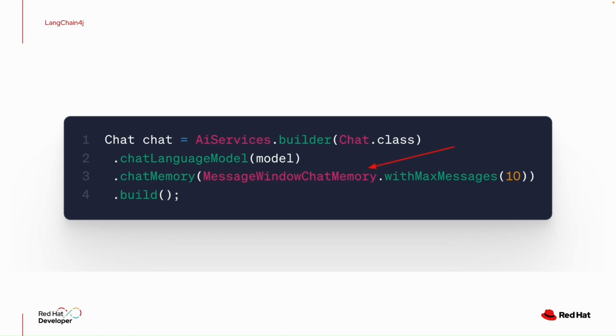Also, as I mentioned before, LangChain4j provides you memory. So what's happening if I need memory? I need to remember my previous interactions with the model. It provides you this method, chat memory. In this case, I'm just putting a message window chat memory with max 10 messages. So I'm only remembering the last 10 messages and done.